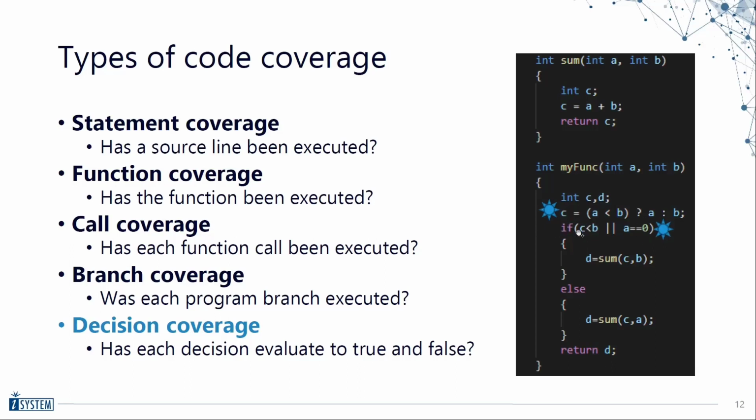Note that it has two conditions, but the decision coverage is concerned with the decision as a whole. So to achieve 100% decision coverage in this case, both decisions would have to evaluate to true and to false. C would be assigned A and B, and the if statement would execute this way and that way.